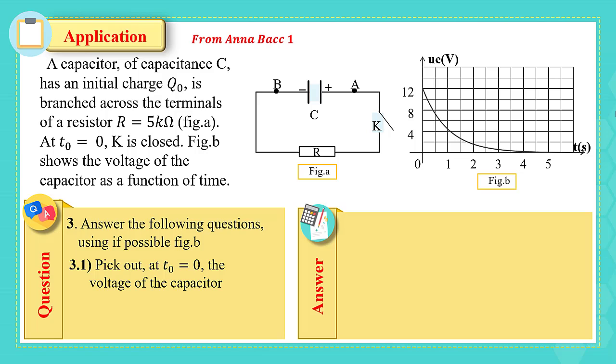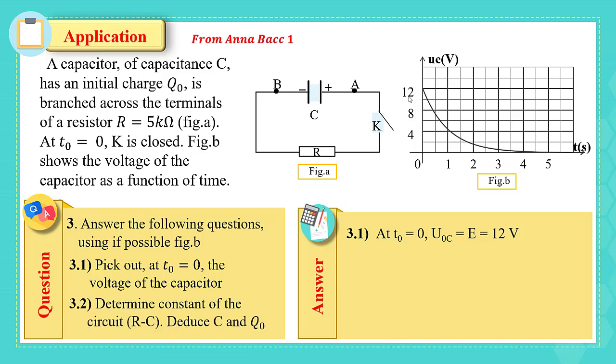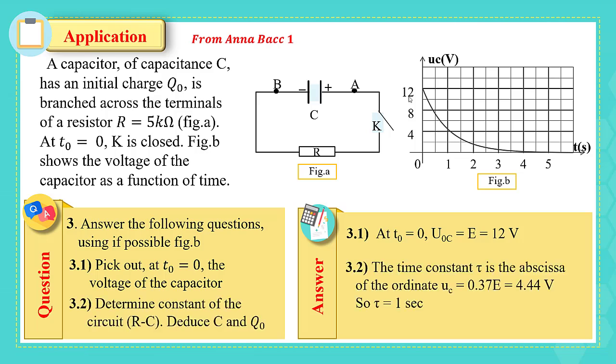The direction of the current will be from the positive plate of the capacitor towards the negative plate. Answer the following questions using, if possible, figure B. This figure. Pick out at time t equal to 0 the voltage of the capacitor. What is the voltage of the capacitor at time t equal to 0? From the graph, it is equal to 12 volts, which is equal to E, the EMF of the battery.